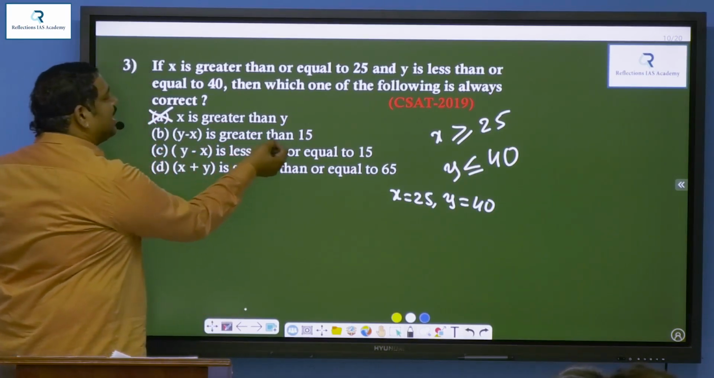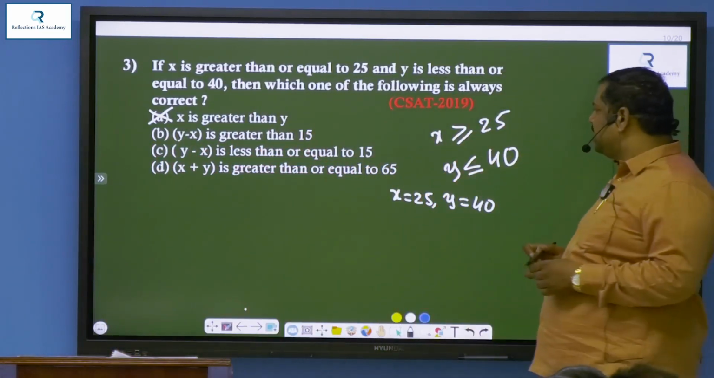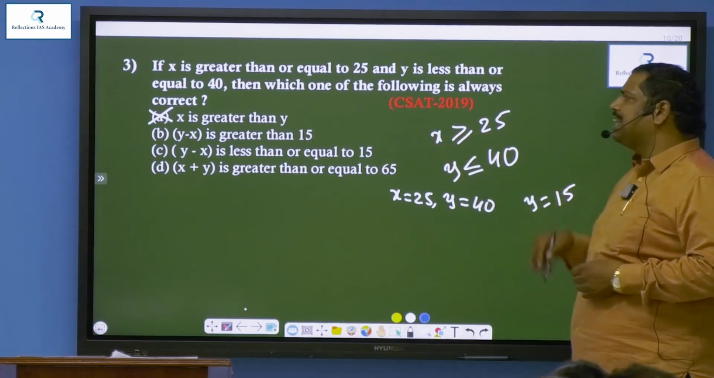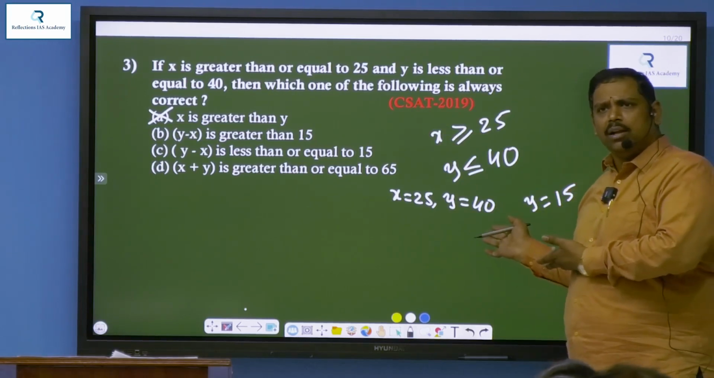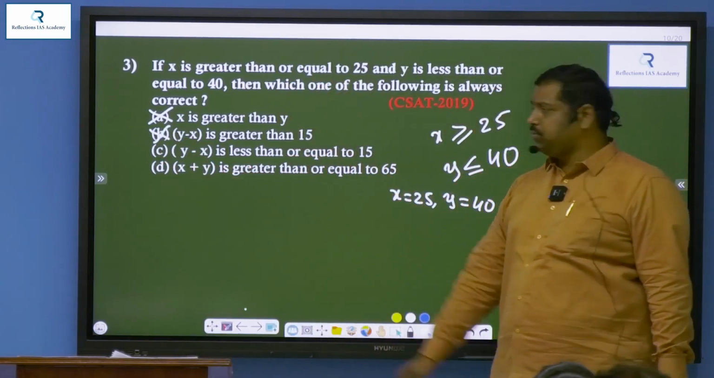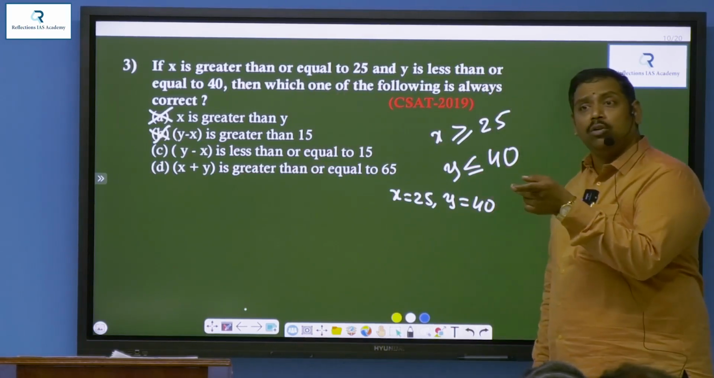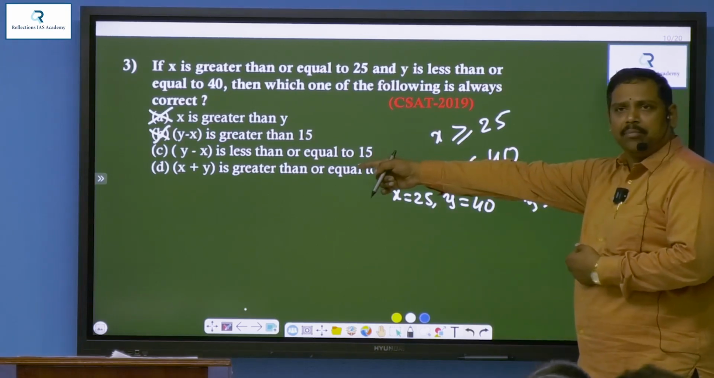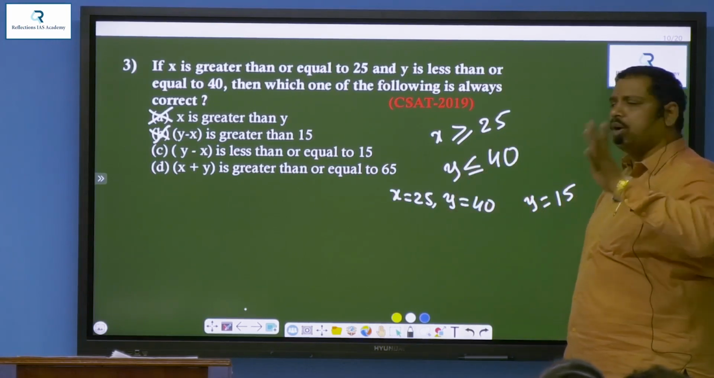So y minus x is greater than 15. The difference y minus x should be greater than 15. Okay, in this case, y minus x is equal to how much here? 15. What is he saying, greater than or equal to, or strictly greater than? Strictly greater than. Is it happening here or not? Now tell me, is this the correct one or the wrong one? Wrong one. Okay, ruled out. Next one. What is the other one he is saying? y minus x is less than or equal to 15. Shall we verify? Already in this example, y minus x equal to 15 is happening. I have to verify whether y minus x will be less than 15 or not.